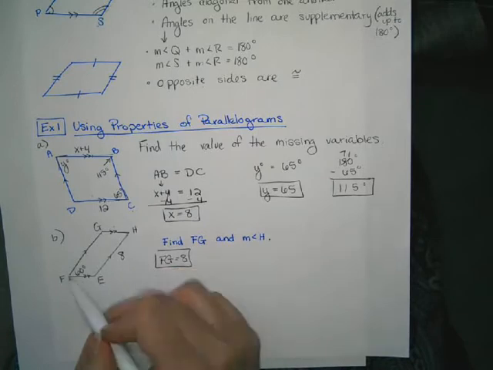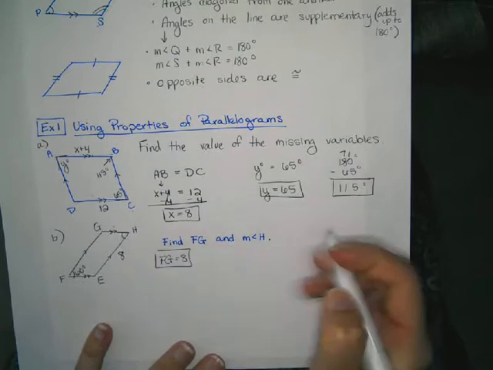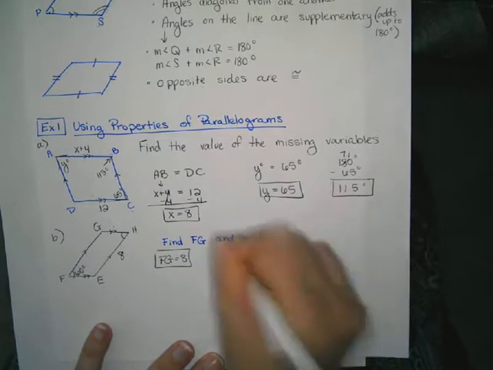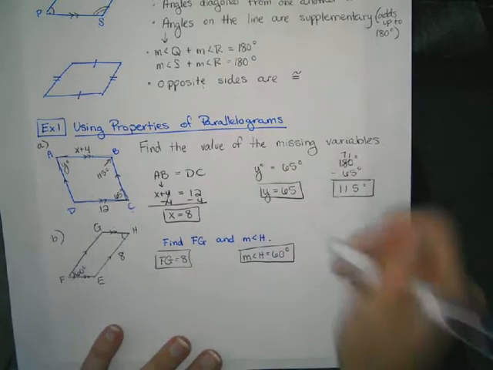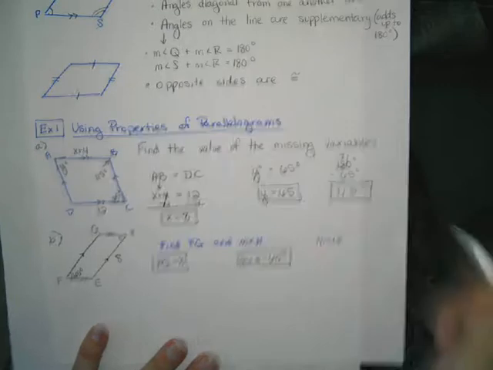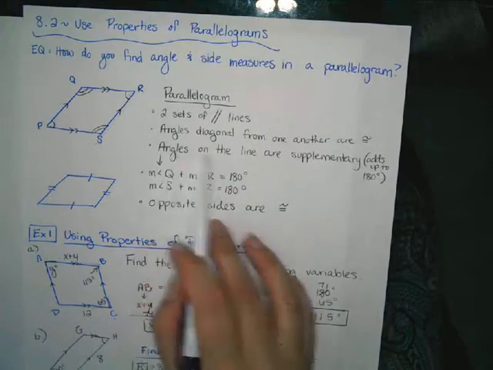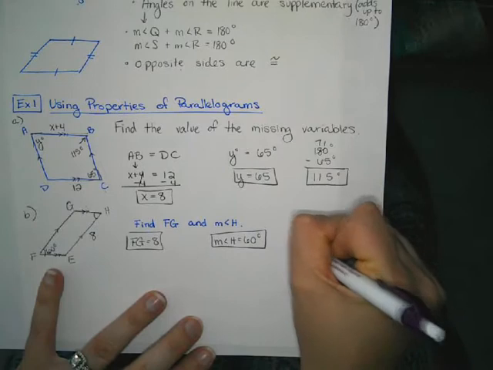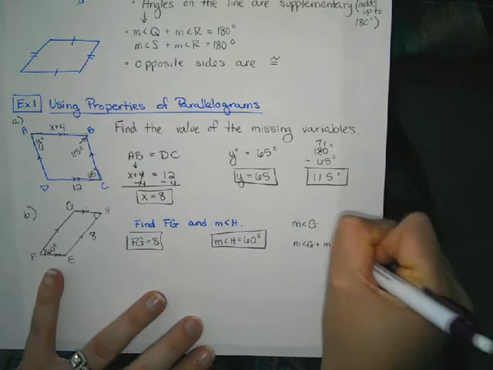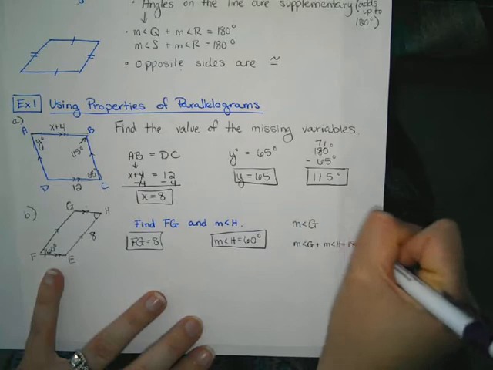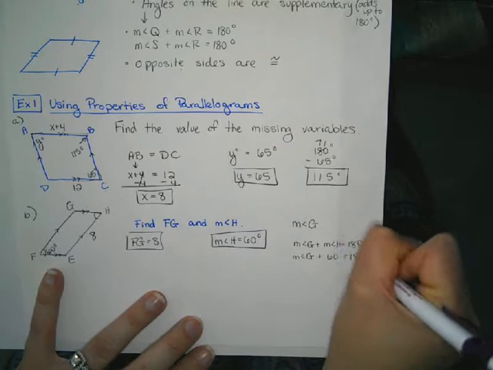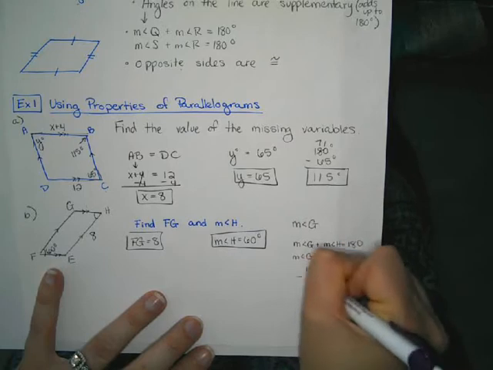Okay, let's try another challenge. I want you to find the measure of angle G. Remember, two angles on the same line are supplementary. Use that to help you. This is what you should have had. So the measure of angle G plus the measure of angle H equals 180. So you know the measure of angle G plus 60 equals 180. 180 minus 60 is what? 120 degrees. So that's what the measure of angle G equals. So that is 120 degrees.